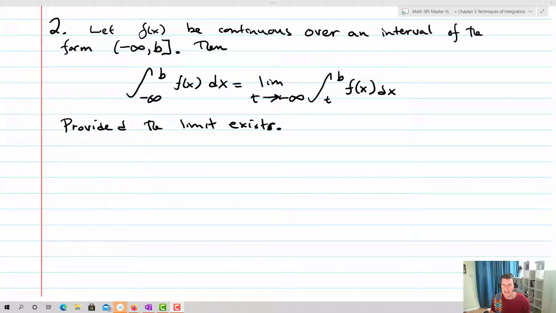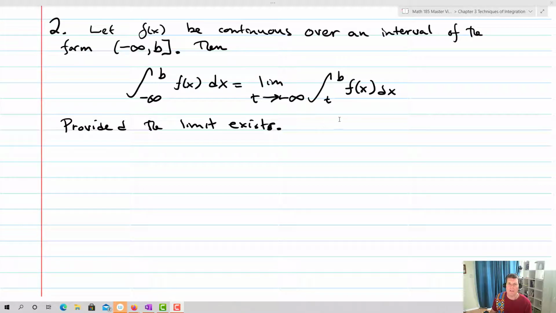So let's take a look at a second case. In the second case, we're going to allow f to be continuous over an interval of the form negative infinity to b. Then our integral from negative infinity to b of f of x dx will equal the limit as t goes to negative infinity of the integral from t to b of f of x dx, provided that that limit exists.